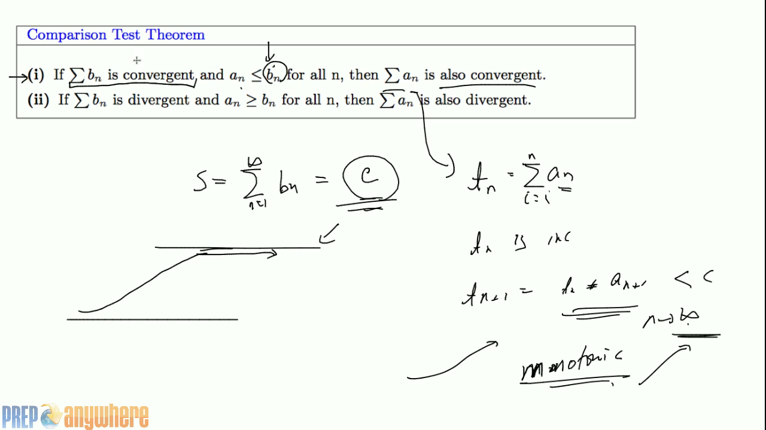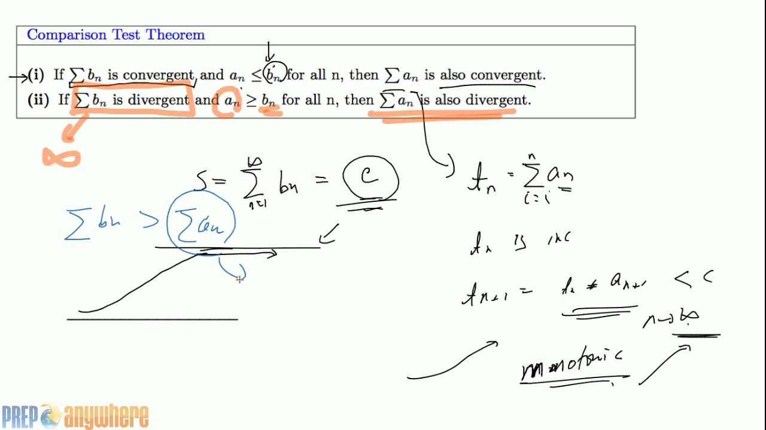Okay, so similarly, if you have a series that's divergent, so it's approaching infinity, and we have An that's bigger than this one, of course this will also diverge. So it's like you have a series where Bn is bigger than An, and this is going to infinity. So this has to be something bigger than infinity, so we can't define it in any way other than to say it's also diverging.